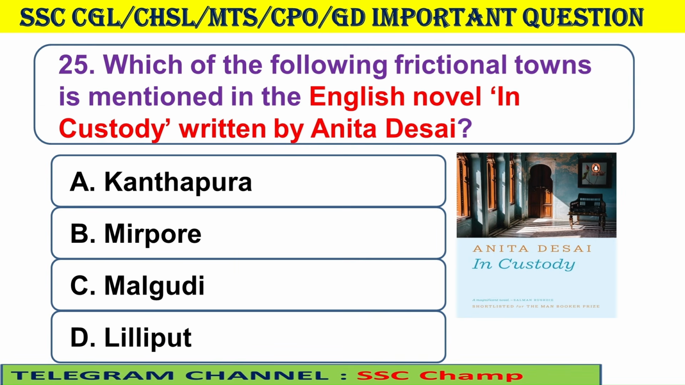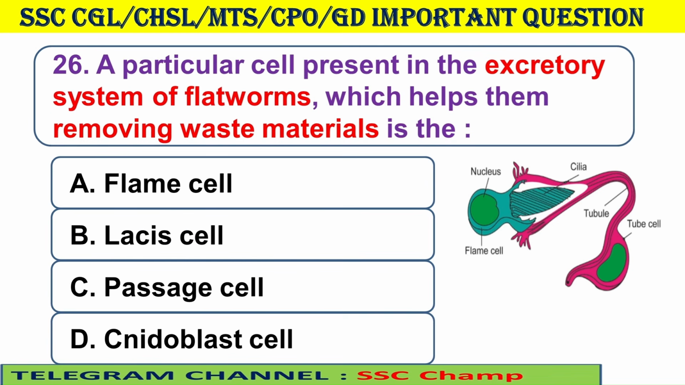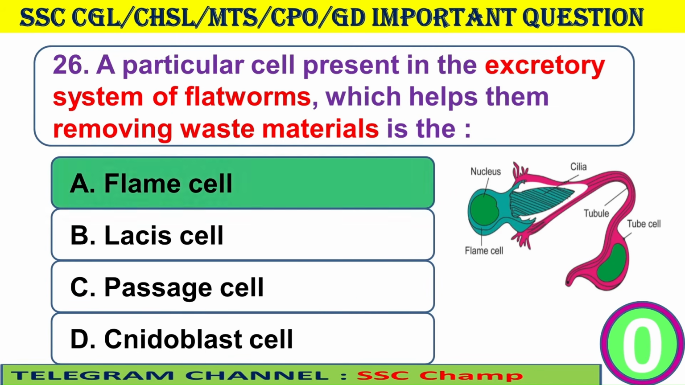Which of the following fictional town is mentioned in the English novel In Custody written by Anita Desai? Option A, Kanthapura, Option B, Mirpur, Option C, Malgudi, Option D, Lilliput. Correct answer, Mirpur. A particular cell present in the excretory system of plankton which help them removing waste material is the Option A, flame cell, Option B, Laxis cell, Option C, Passage cell, Option D, Tindoblast cell. Correct answer, flame cell.